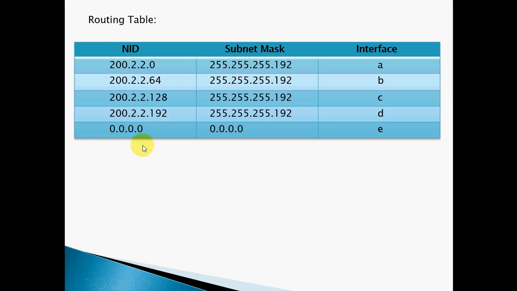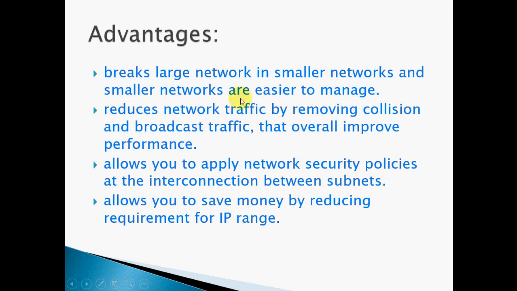It was about how exactly the subnetting is done. So now we will go to the advantages of subnetting. Subnetting breaks large networks into smaller networks, and smaller networks are easier to manage. Also, it reduces the network traffic by removing collision and broadcast traffic that overall improves the performance. Thus, the speed of the network can increase somehow. Subnetting also allows us to apply network security policies at the interconnection between the subnets. It allows us to save money by reducing the requirement for the IP range.